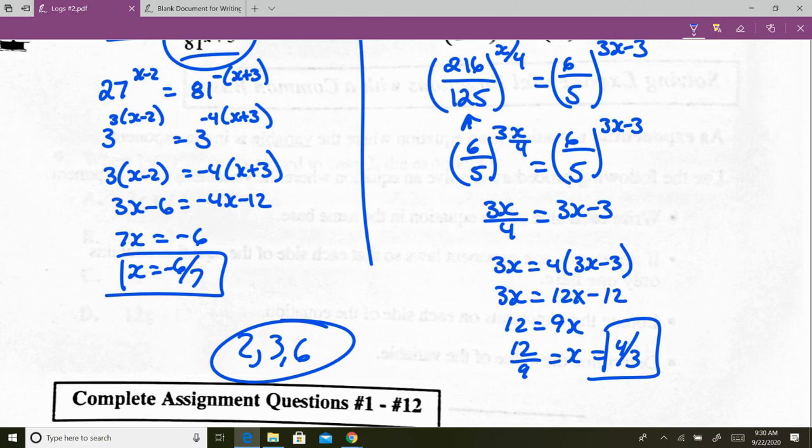We will talk about the tests today. Class average was like 82%, which is actually really good. But we'll talk about that more later on. 2, 3, 6, please. Humans, work on those, and then we will go on to lesson number 3.